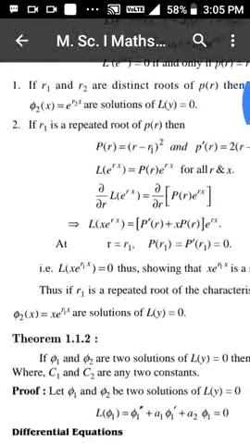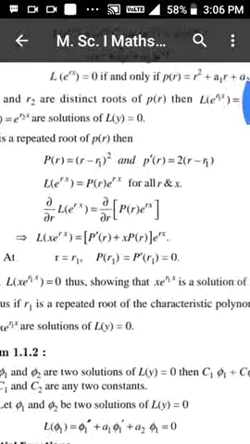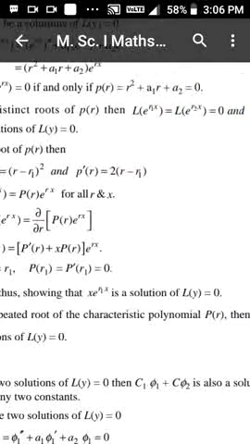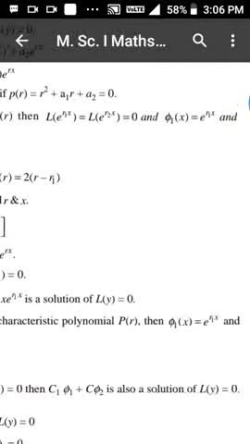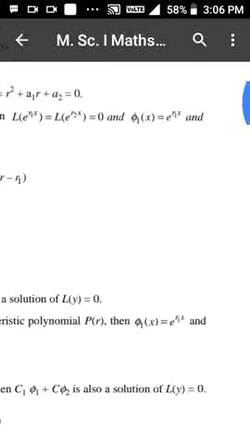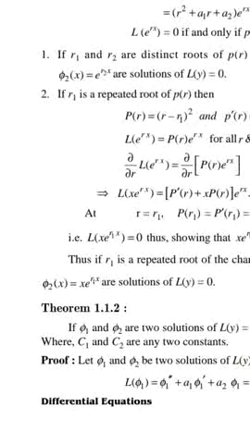If r1 and r2 are distinct, then L of e raised to r1x is equal to 0 and L of e raised to r2x is equal to 0. Therefore, phi1 of x is equal to e raised to r1x and phi2 of x is equal to e raised to r2x are solutions of L of y is equal to 0.